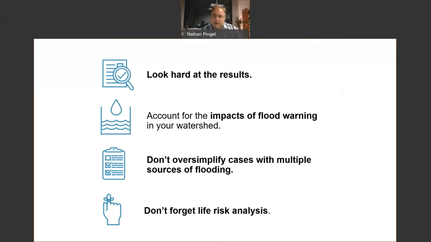Again, I think it's important not to oversimplify cases with multiple sources of flooding. That is a huge challenge here within the Central Valley, where we have so many streams and levee systems that, to accurately account for flood risk, we need to look at it as a system. You're not looking at just a single source of flooding, in order to really accurately get the expected annual damage. And finally, don't forget about life risk and the life safety component.